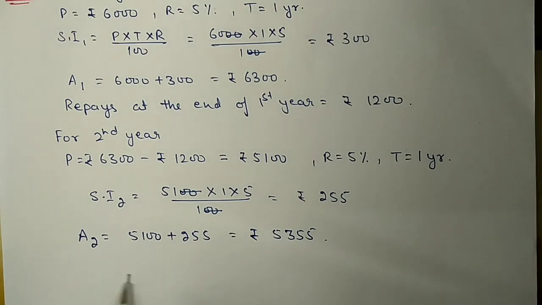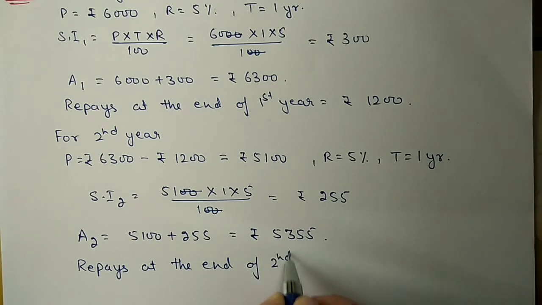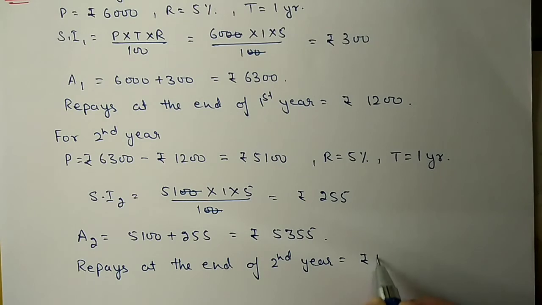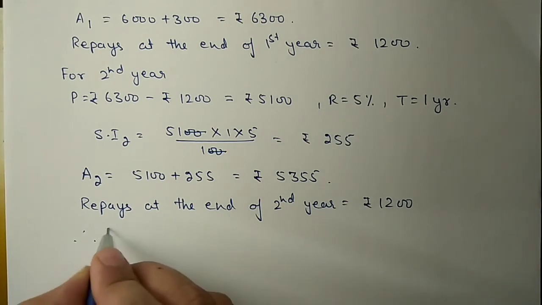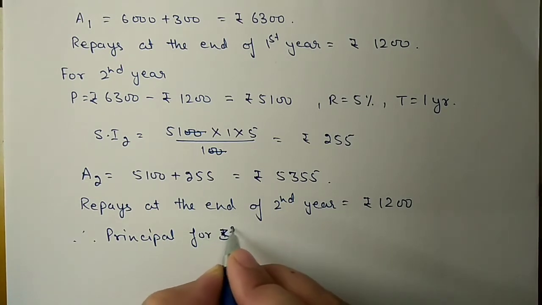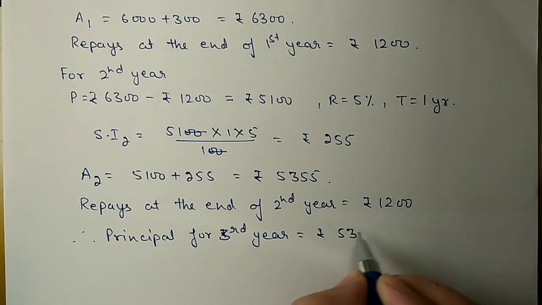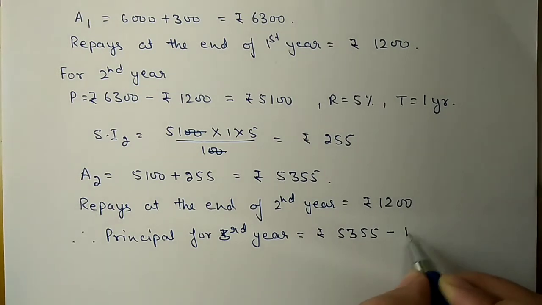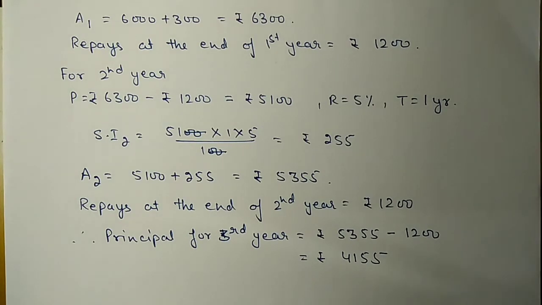Now again, by the end of the second year he repays 1200 rupees. So the principal for the third year will be this amount by the end of the second year minus this repaid money. So after this we'll get 4155 rupees. This is the amount which is outstanding at the beginning of the third year.